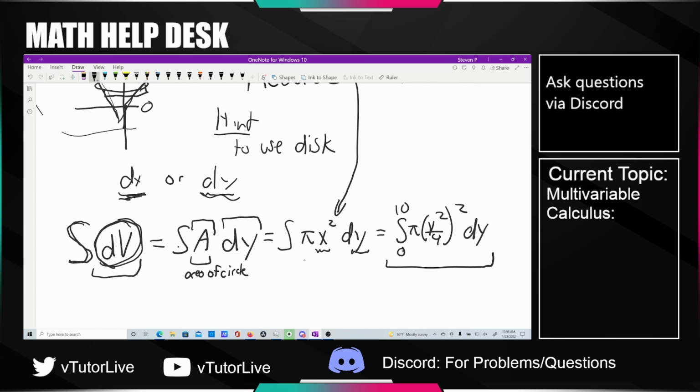And from there, you just plug things in. You plug in, plug in. And once you have everything in terms of the integration variable, just integrate. Sit back and relax.